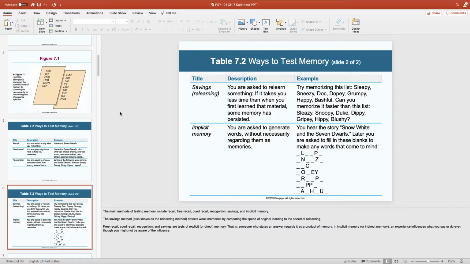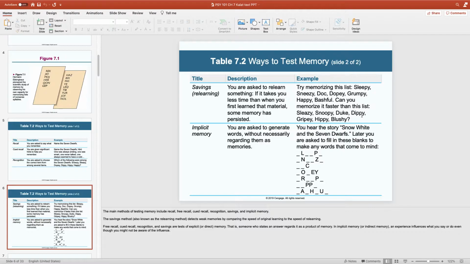Okay, so for example, if you're asked to memorize the list, and here are the seven dwarfs again: sleepy, sneezy, doc, dopey, grumpy, happy, and bashful. Would you be able to memorize it faster than the second list there? And that's sleazy, snoopy, duke, dippy, gripey, hippie, and blushy. Well, those obviously are not the seven dwarfs. They are similar in their idea. However, it's something that you already kind of know, maybe some of the original dwarfs, and so you're able to go back and memorize that list probably faster than you're able to memorize a whole new list of seven dwarfs that are not the exact seven dwarfs.